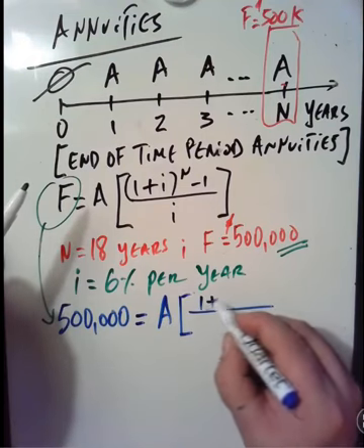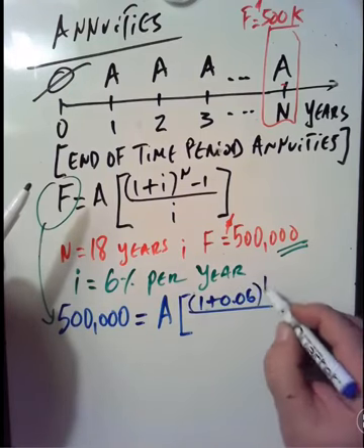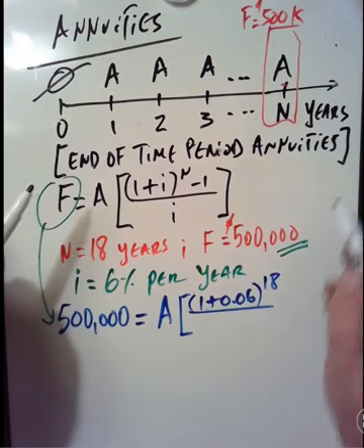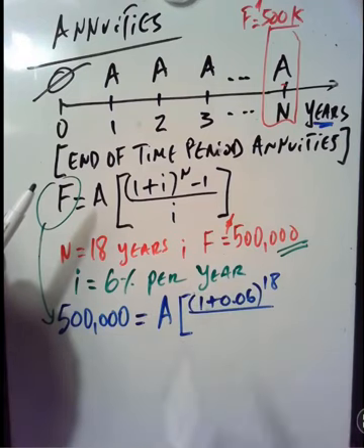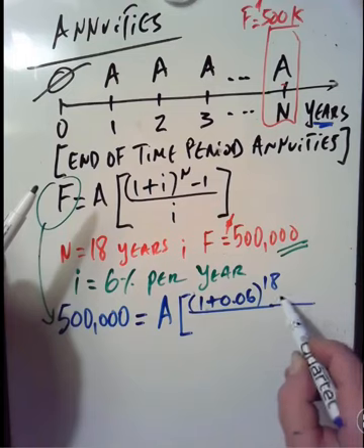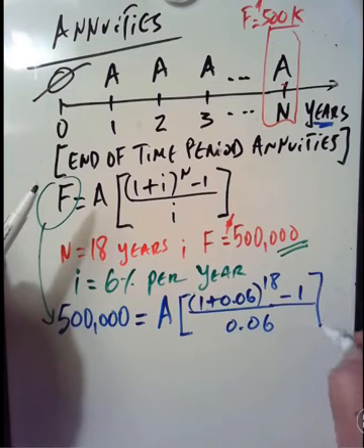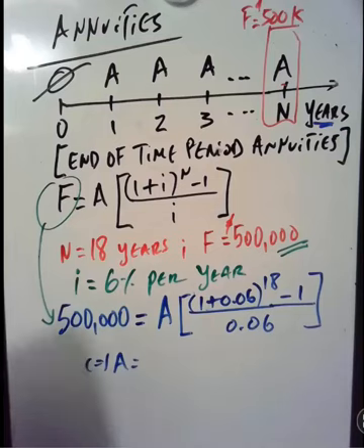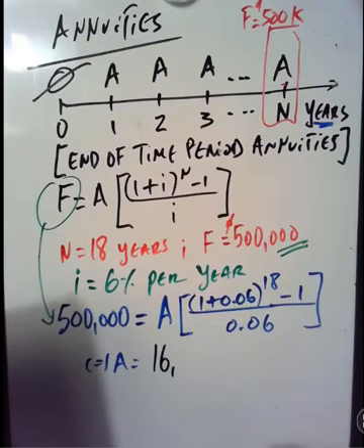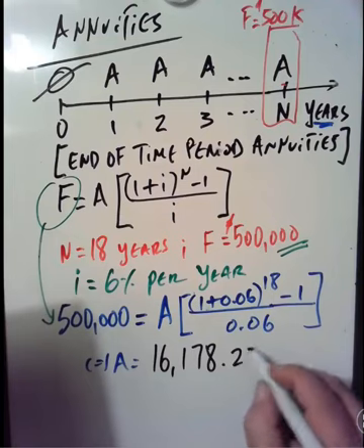1 plus the interest rate, always written in decimal form, to the power of 18 years. That's the time unit, so the interest rate is also per year. And then in the numerator we still have the minus 1, divided by the interest rate. So the annuity, the annual deposit, has to be $16,178.27.